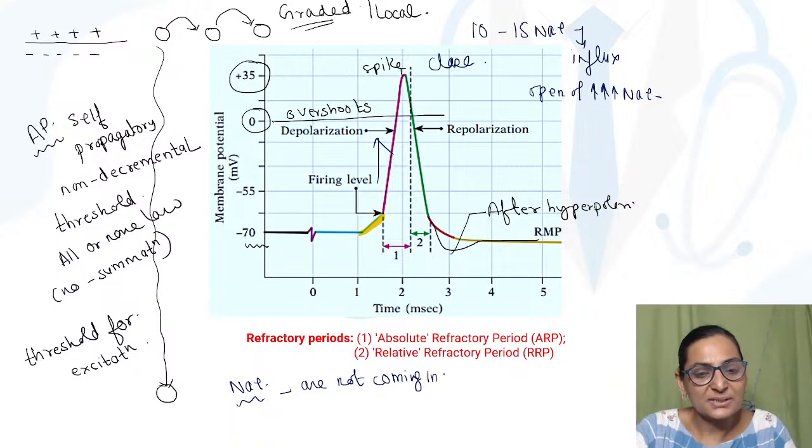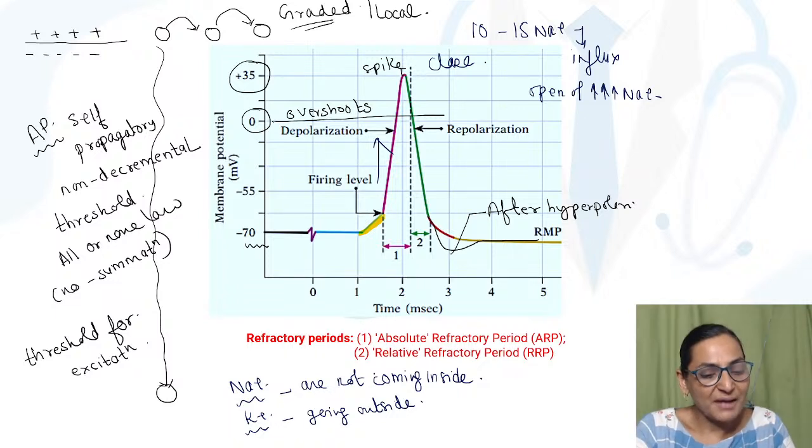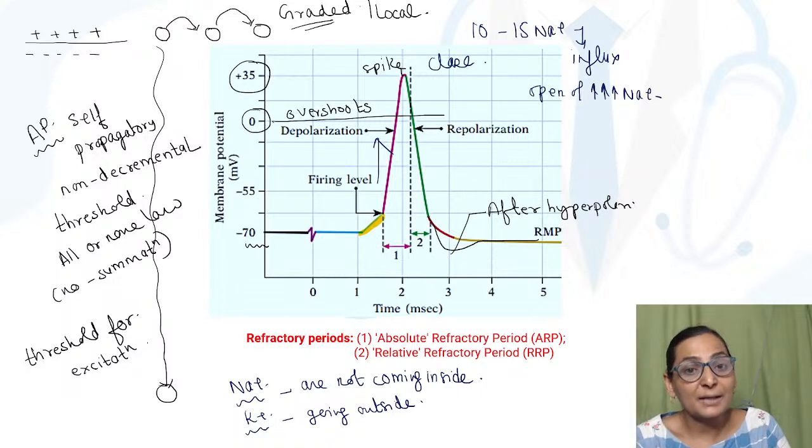Okay? The positive ions, that is sodium, are not coming inside, and at the same time the positive ion, that is potassium, is going outside. So what are you doing? You are not allowing positive ions to come inside, and you are sending positive ions outside. That means you are reversing that positivity.